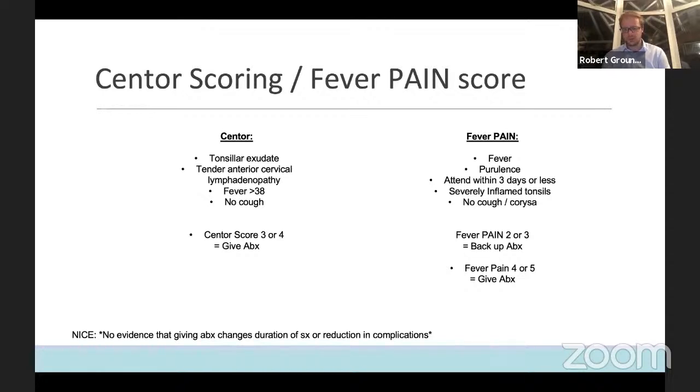thinking this is bacterial. And so, Centor have their score, and they say if you get more than 3 or 4 on your score, then you're thinking about antibiotics.